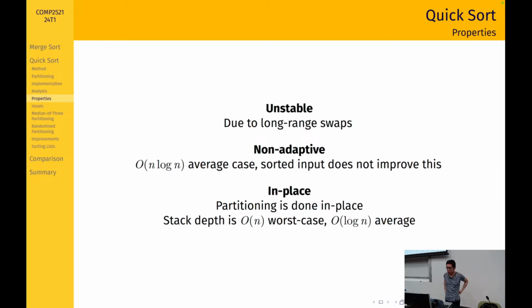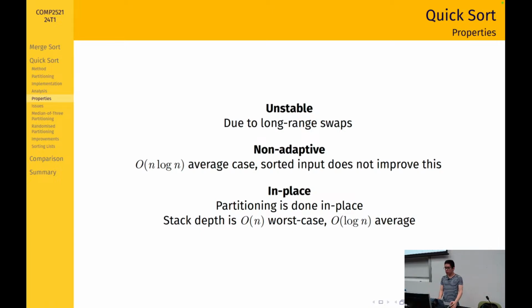Okay, but let's have a look at the properties. So quicksort is unstable, right, due to the long-range swaps between elements during the partitioning phase. Non-adaptive, that's because on average quicksort is n log n, and if the input is sorted, it's still not going to be better than n log n. In fact, it's going to be worse, and we'll look at that in a bit. And quicksort is in place, right? Because the partitioning process swaps the elements within the array itself.